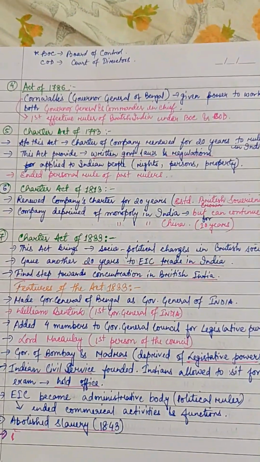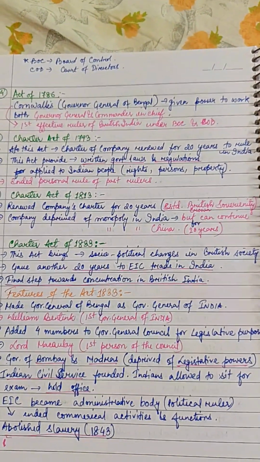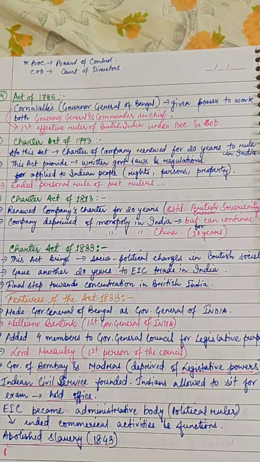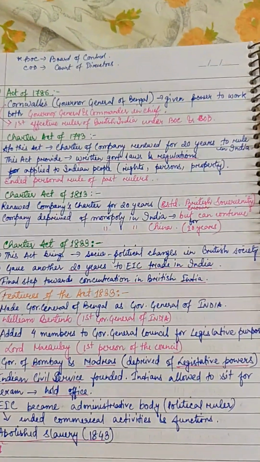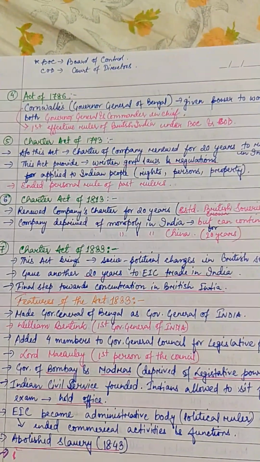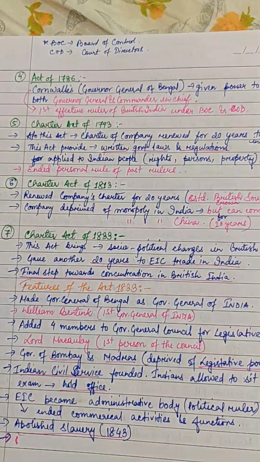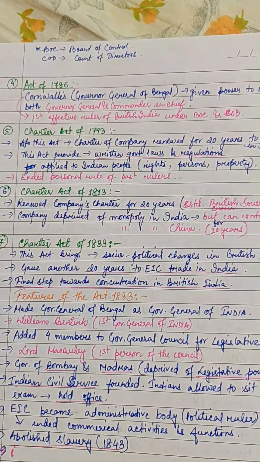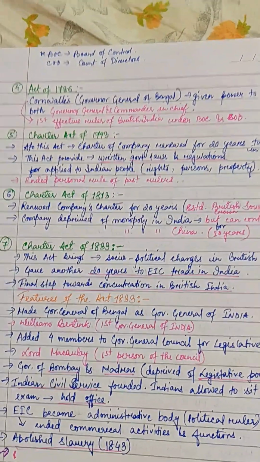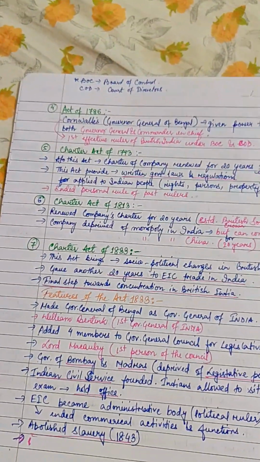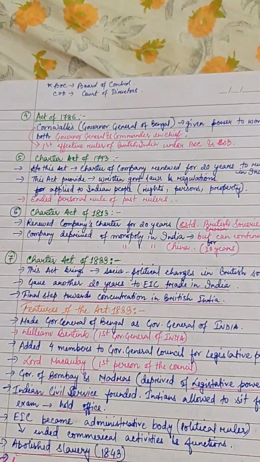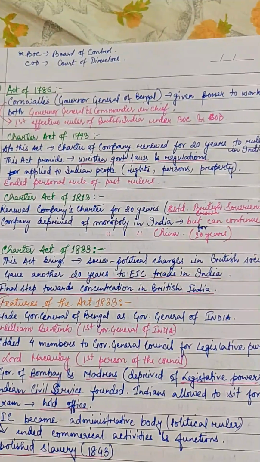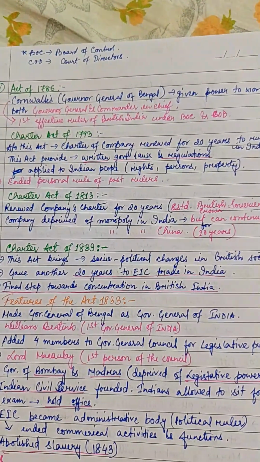But the company was deprived of monopoly in India, but could continue its monopoly in China for 20 years. Monopoly means single-handedly they were doing the business. India is a rich land where raw materials are easy to find. So they were taking raw materials from there, making things in their country and selling them to India. Only they were given permission to do the business.